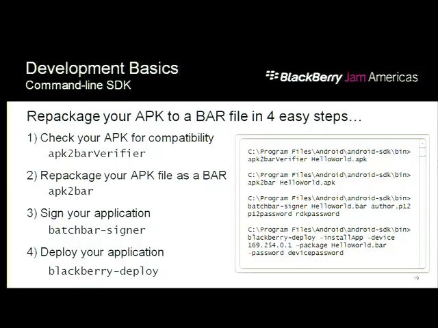Now, even if you had a couple warnings and you still want to test it, or if you didn't have any warnings and everything was good, you can then jump to our APK to bar command, and this will take your APK and actually produce a bar file for you. Once you have your bar file, if you want to sign it, we have a batch bar signer. So this allows you to sign individual bar files or multiple bar files as well.